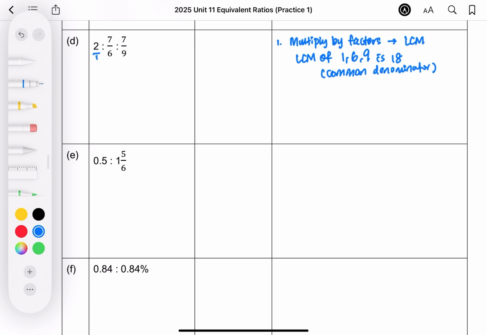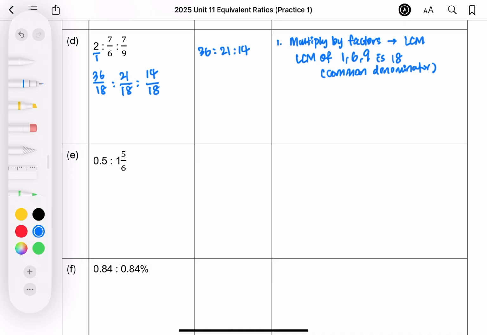So with this, we will get something like this. For the first one, we have to multiply by 18 to get 36. Next one, we multiply by 3, we get 21. And the third one, we multiply by 2, we get 14. So now, look at 36 is to 21 is to 14. There isn't any common factor, so that is the answer.